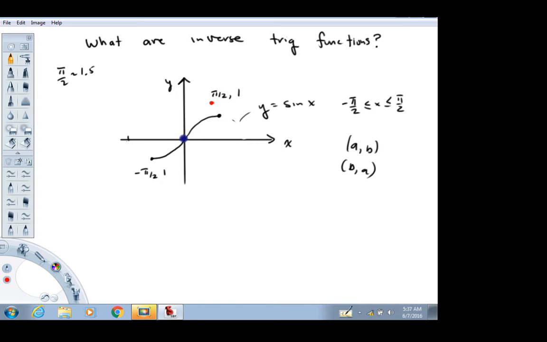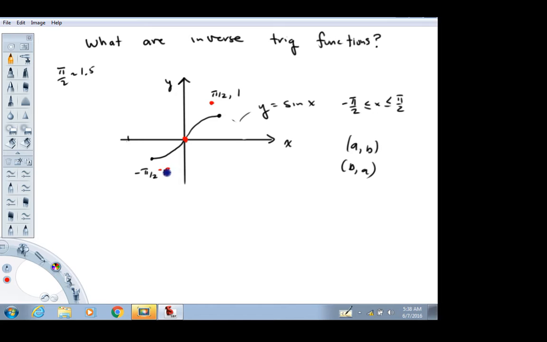0, 0 would again get mapped to 0, 0. And then minus pi over 2, minus 1. Right there, minus pi over 2, minus 1. That would get mapped to minus 1, minus pi over 2, or in other words, roughly minus 1, minus 1.5. So that would put that thing about, I don't know, maybe about here.